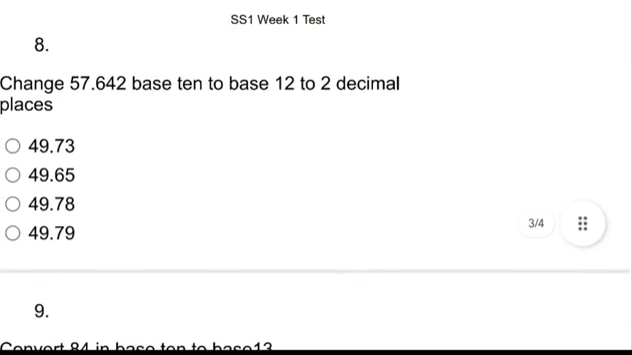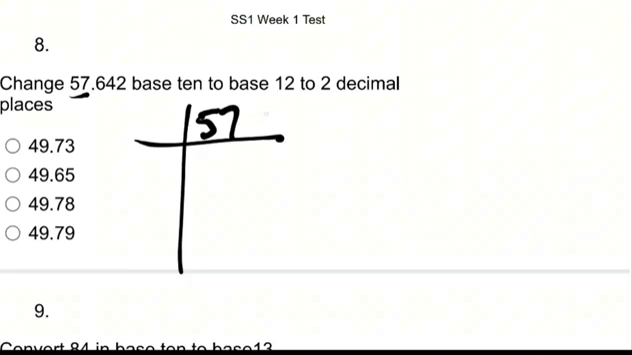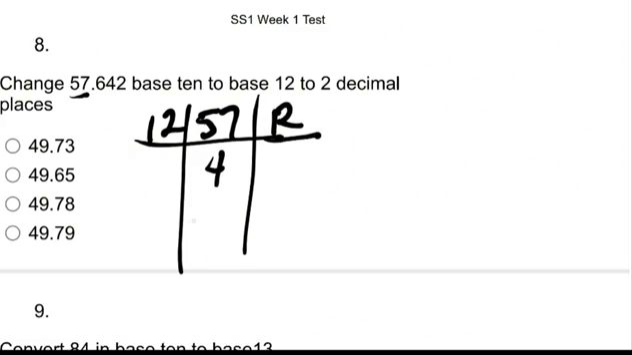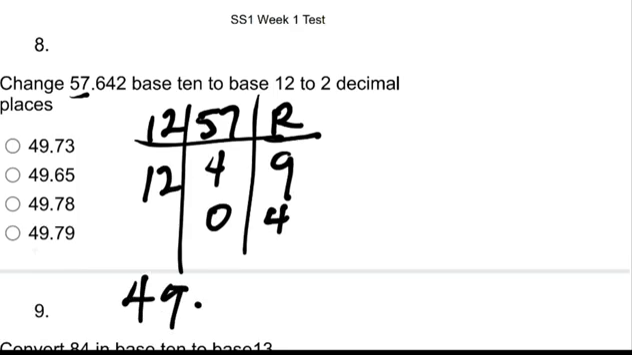Number 8. Change this base 10 to base 12. The same thing here. What we're going to do first, we change the whole part, 57, to base 12. 12 in 57 is 4, which is 48, remainder 9. Then 12 in 4, 0 remainder 4. So which means it is 49. The whole part is 49. So now remains the decimal part.